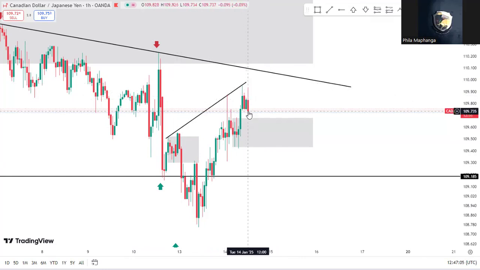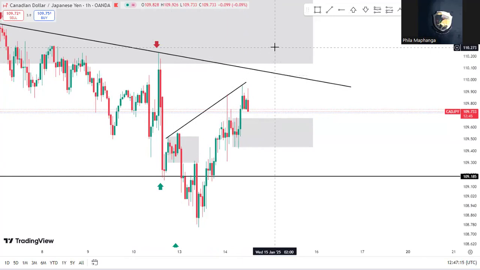Here, we're going to have a continuation pattern on a higher time frame that's going to be created that will cause the market to test the trend line, and then they come back to test this one, and then they break. Once they break the trend line, wait for the retest so that you can execute your buy opportunities.